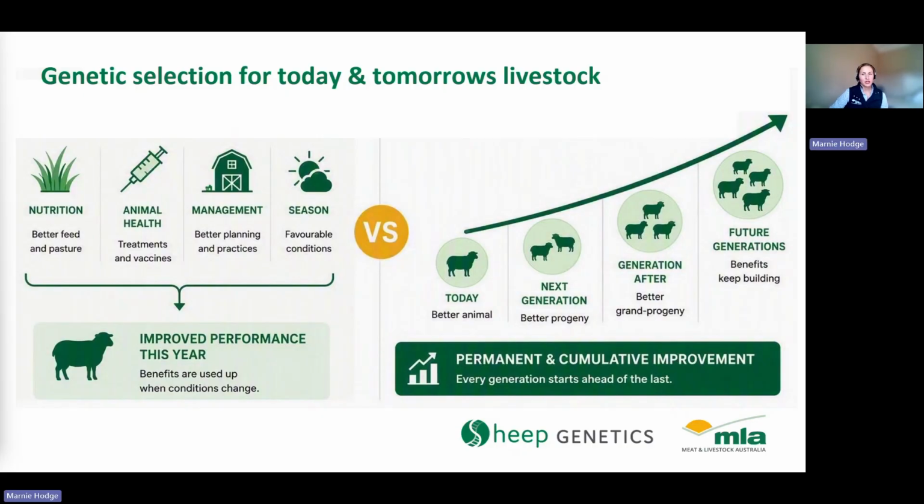Genetic improvement is permanent and cumulative. Within each new generation, you're able to select better animals to improve the genetic merit of your herd or flock into the next generation and the next and the next. So you can continue to build on that improvement over time.